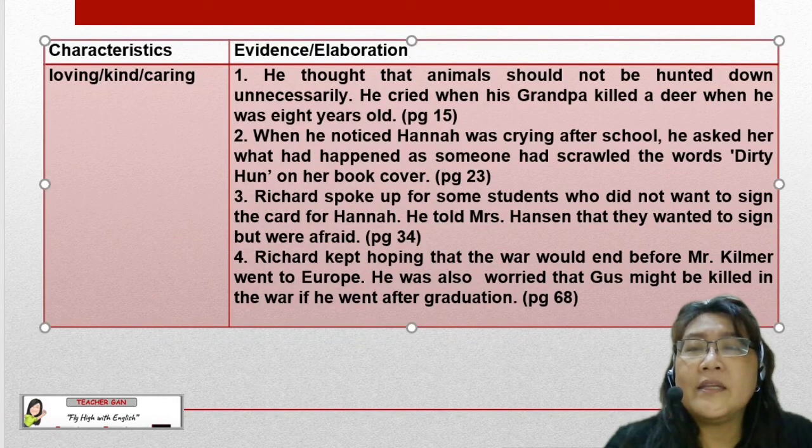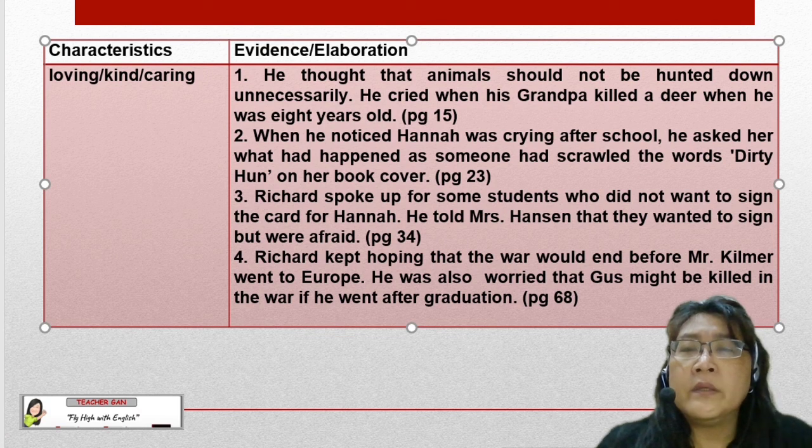Now let's look at the characteristics. Richard is loving, kind, and caring. Evidence: number one, he thought that animals should not be hunted down unnecessarily. He cried when his grandpa killed a deer when he was 8 years old.